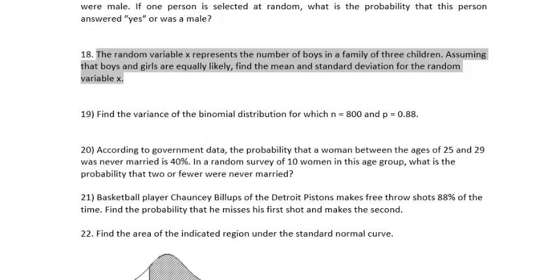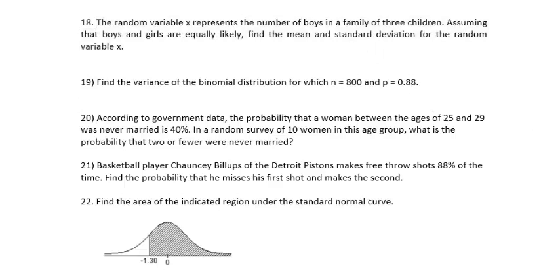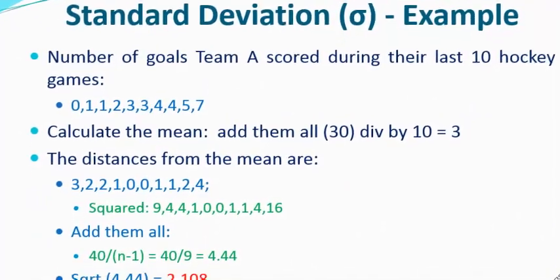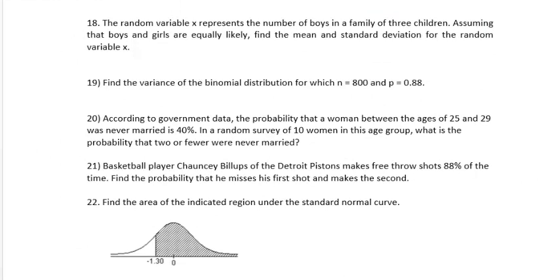Number 18. The random variable x represents the number of boys in a family of 3 children. Assuming the boys and girls are equally likely, find the mean and standard deviation for the random variable x. Now, in the crash course and in the slides, I covered standard deviation for distributions that were not binomial, distributions that had a lot more complexity. For those kinds of distributions, it was a little bit more complex. I didn't even cover it for binomial distributions, so I'll cover it now.